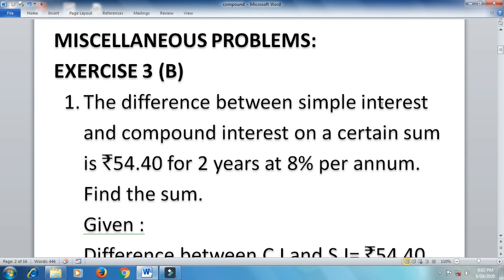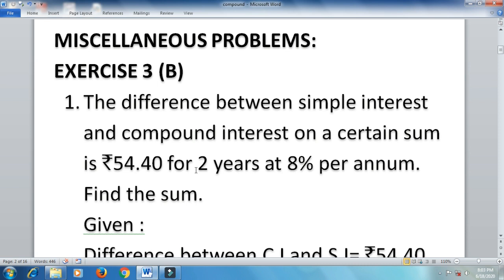The difference between simple interest and compound interest on a certain sum of money is rupees 54.40 for 2 years at 8% per annum. Find the sum. It is clearly given in the question that a certain sum of money, that means to say P, the principal amount, is not known, and when it is invested in simple interest, the rate of interest is 8% and N, or the term, is 2 years.